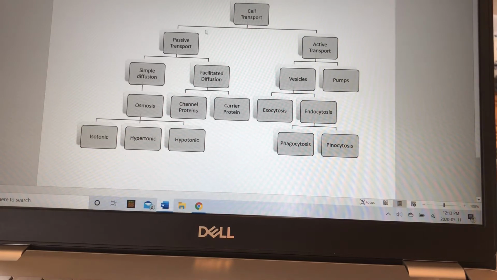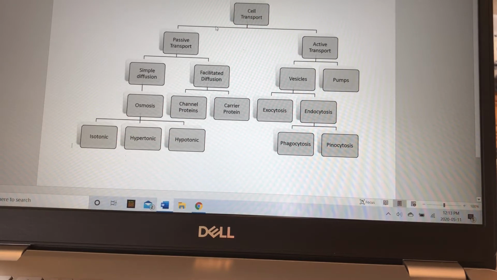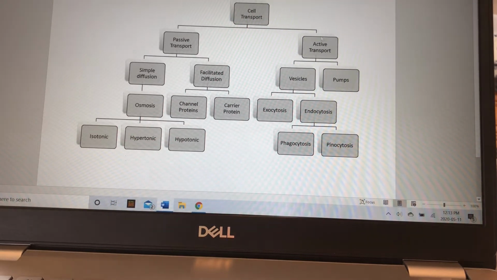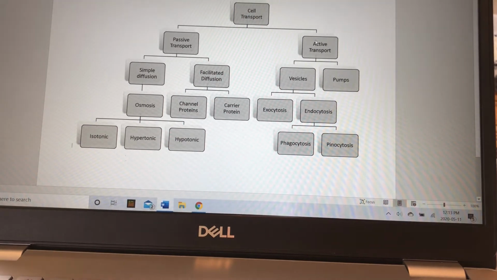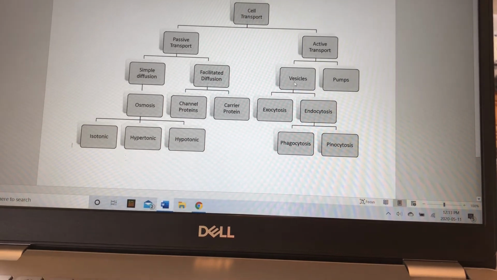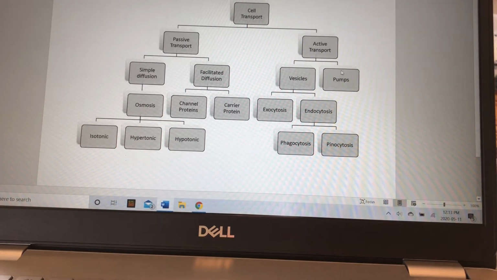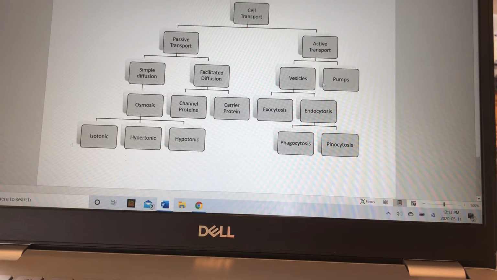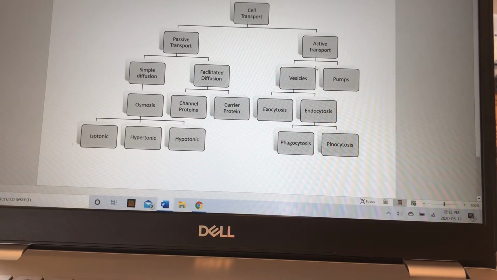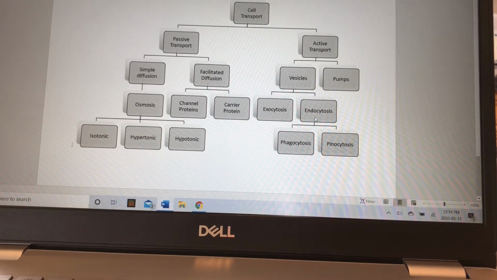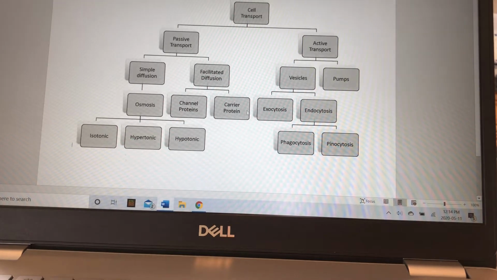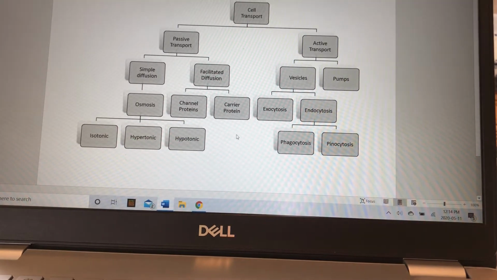On the opposite side, passive transport doesn't require energy, so you might want to write on this line, does not require energy. When we get to active transport, this requires energy. There are two types of active transport: one that involves vesicles and one that involves pumps. I won't be dealing with pumps because this is also grade 12 work. In grade 11, we warm you up with vesicles, exocytosis, endocytosis, etc. If I don't touch on pumps or carrier proteins, that's because I talk to the grade 12s about them, and I'll give you specific examples then.